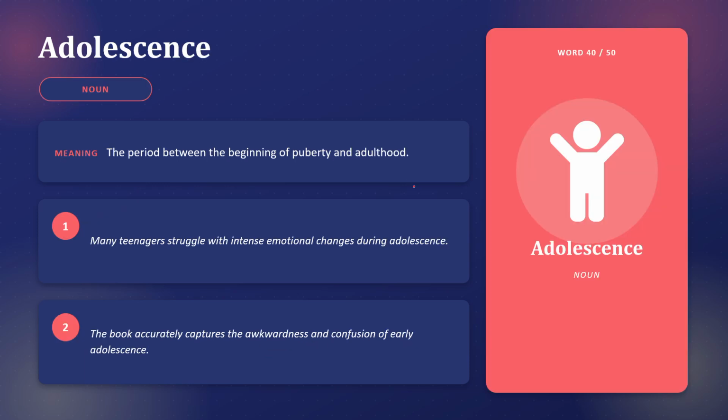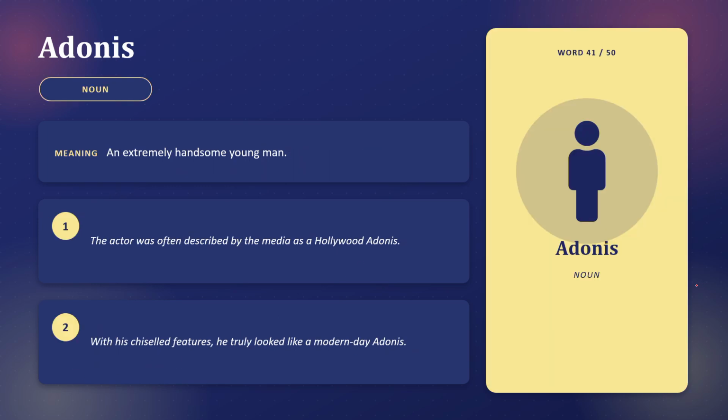Next, adolescence. It is also a noun. It means the period between the beginning of puberty and adulthood. First example: many teenagers struggle with increased emotional changes during adolescence. Second example: the book accurately captures the awkwardness and confusion of early adolescence. Clear?